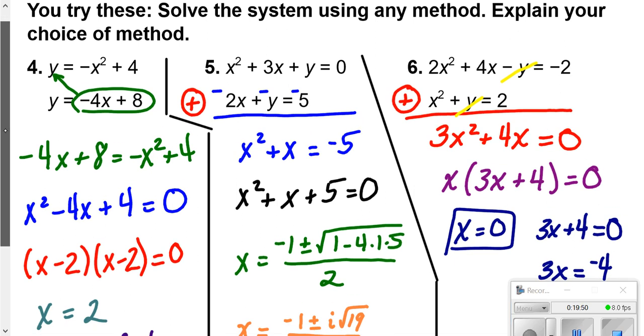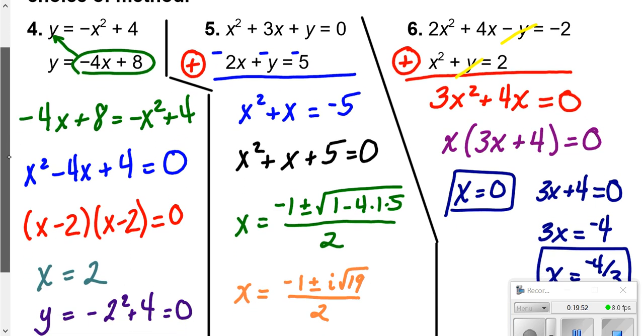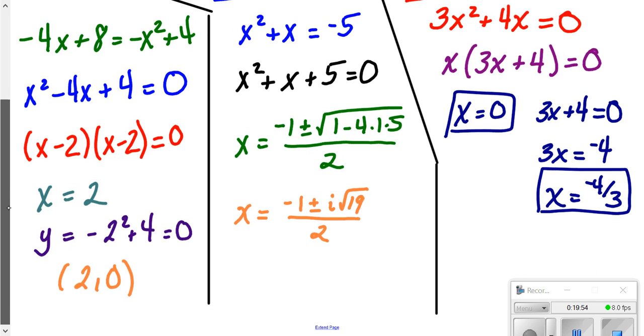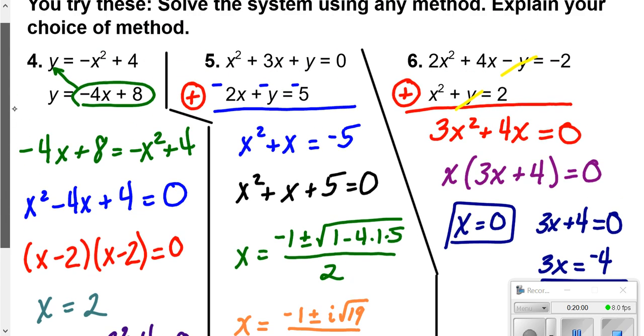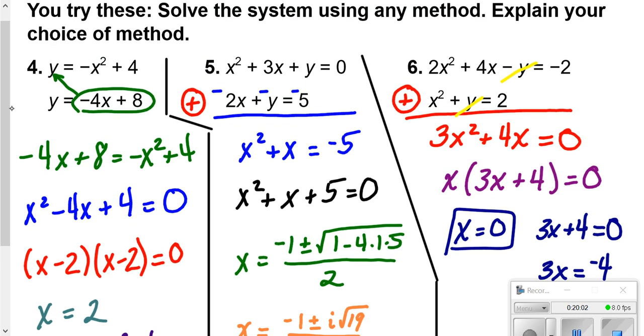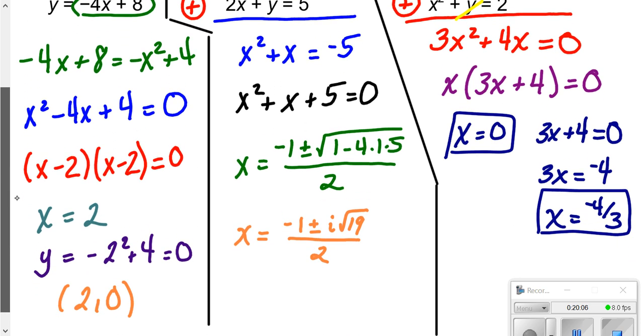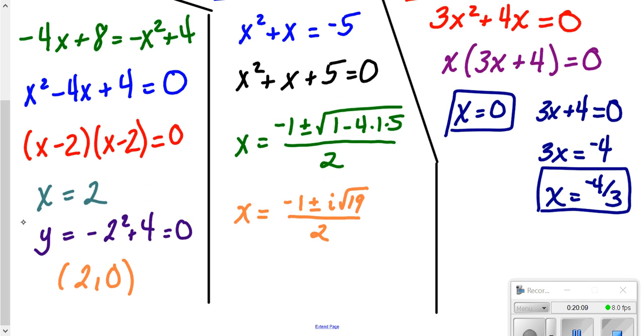So I'm going to scroll a little bit so you can see number 4. You should have gotten the answer of 2, 0. In number 5, you work this problem. This is a lot like the last example I did with you. And you get complex numbers. And so therefore you can say, therefore graphs don't cross.